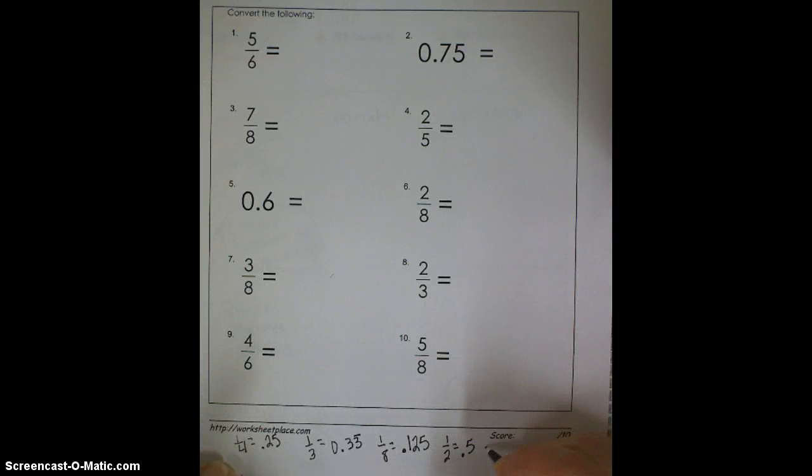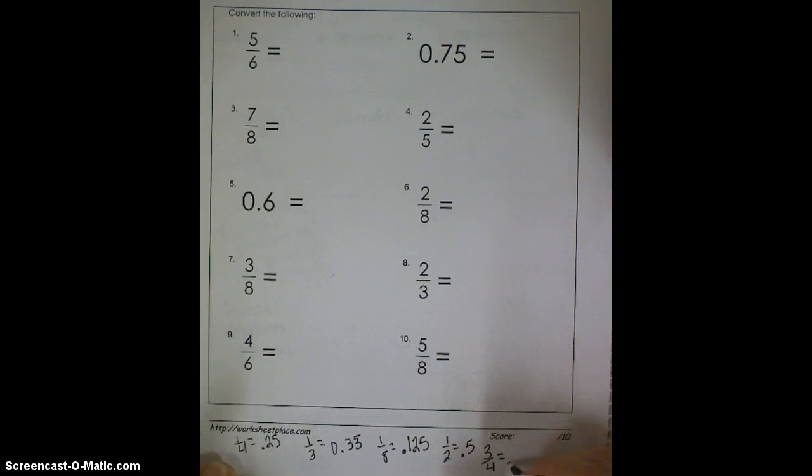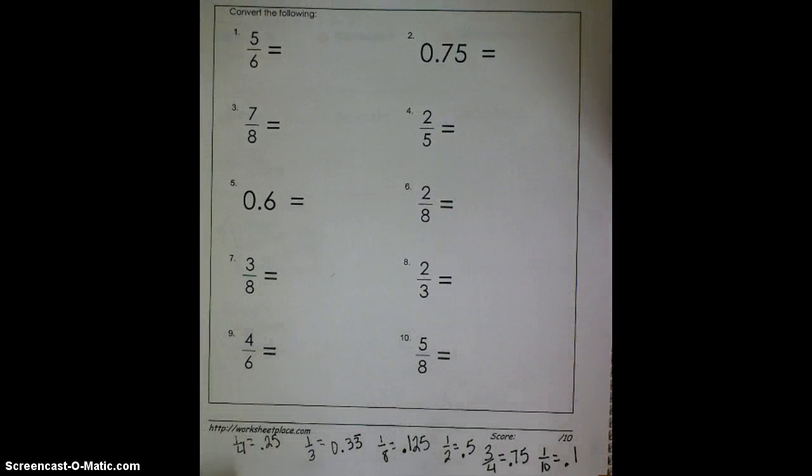And 3/4 is the same as 0.75. Lots of kids think of 3/4 of a dollar as 75 cents, and that helps. And another one is tenths. Anything over 10. In this case, 1/10 is 0.1, 2/10 would be 0.2. Those are the important ones to know.